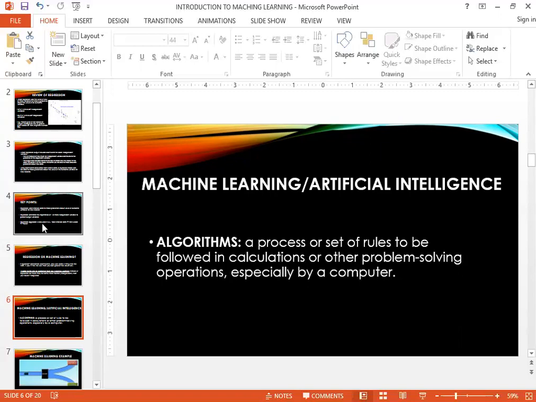In this class I'm just giving you a flavor and overview of what machine learning and artificial intelligence is and how it's being used in businesses. So again, algorithms are a process or set of rules to be followed in calculations or other problem-solving operations, especially by a computer. So models are basically a set of rules that computers can follow. And these models are used to make predictions, to help solve problems that companies are facing.